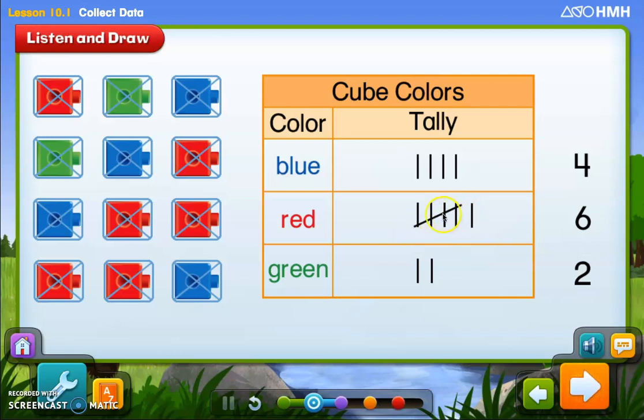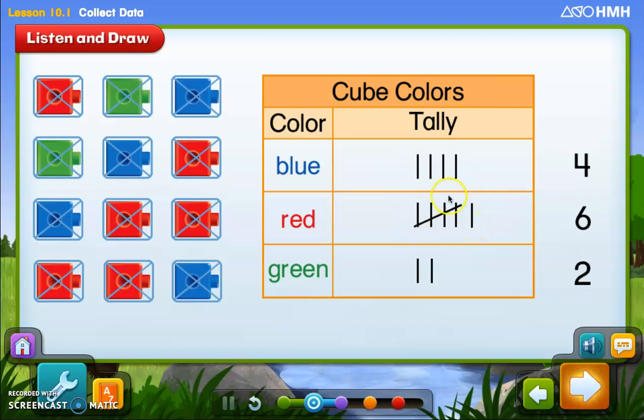4. And then if you have more than 5, you just keep going and try to make another set of 5. This one tally mark right here is the sixth tally mark, and it would continue a new group if there were more red cubes. If there were more red cubes, you would keep adding more until you got to another set of 5, and then you would put another diagonal across those 4.